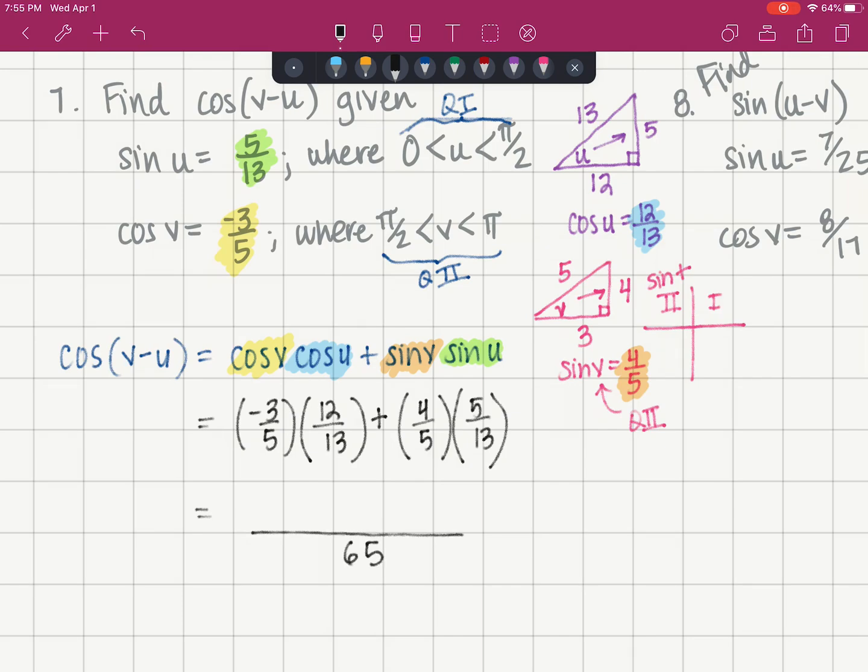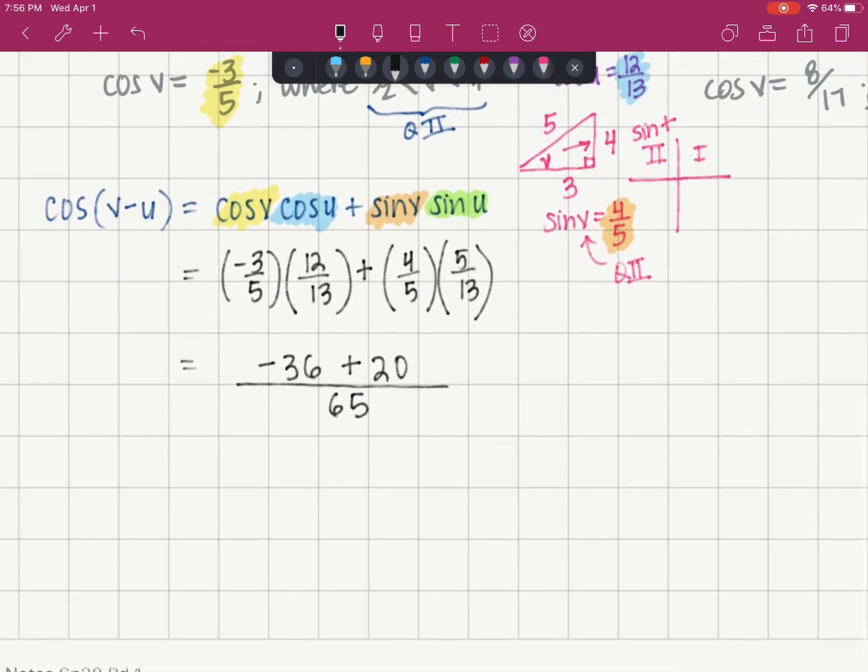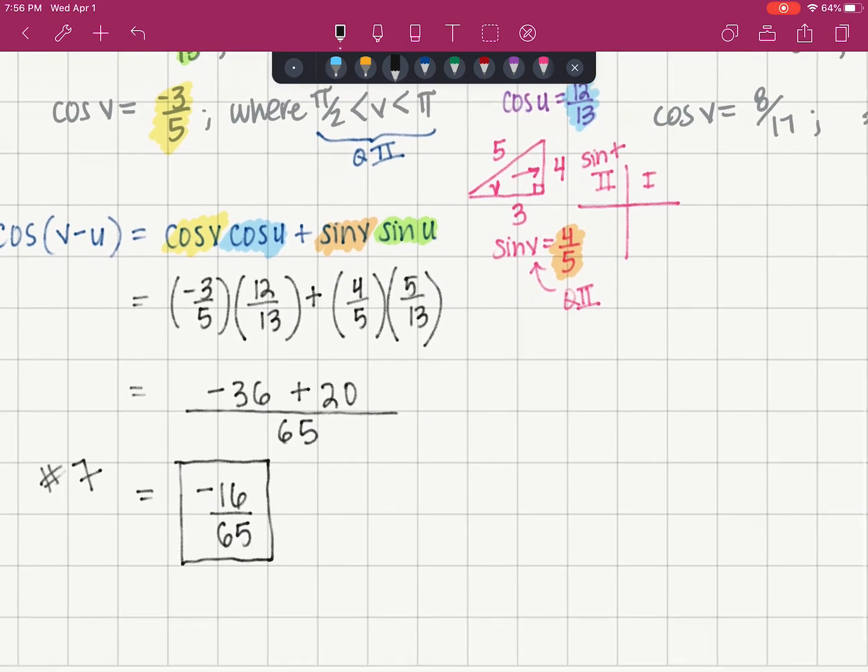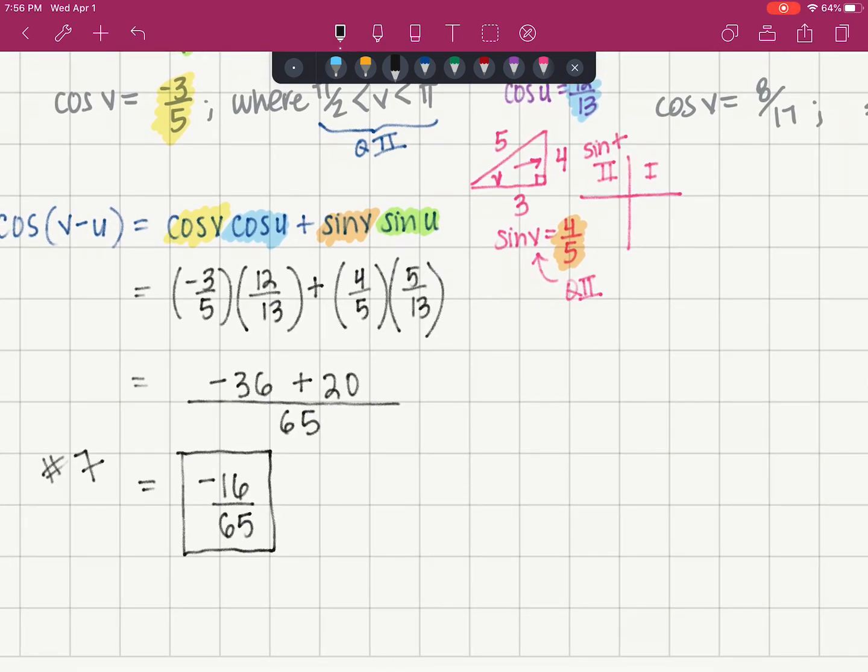Now 5 times 13 is 65. So they're going to have a common denominator of 65, and I'm going to have negative 36 plus 20, which is negative 16 over 65. And that does not reduce. So that is our answer for number 7.